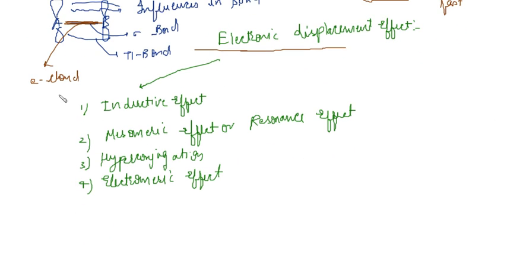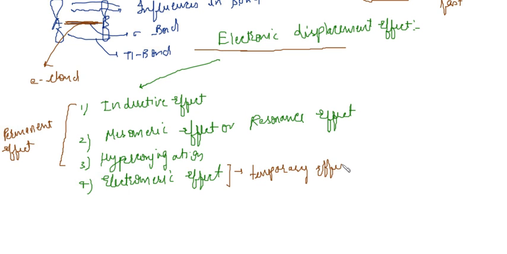Now these three are permanent effects, and this is a temporary effect. So this is a permanent effect and this is a temporary effect. In permanent effects there are 1, 2, 3: inductive effect, mesomeric effect and hyperconjugation. Now the temporary effect is the electromeric effect.